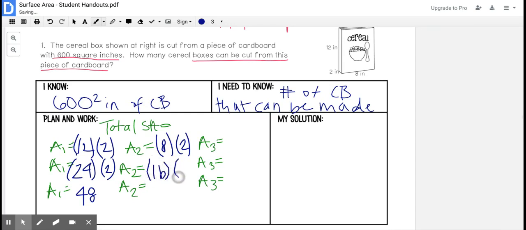But we know we have to multiply this by 2 as well because we have not only the bottom one, that's 16 inches squared, but we have the top one that is also 16. So we need to multiply that by 2 because we have two of them. So 16 times 2 is 32.